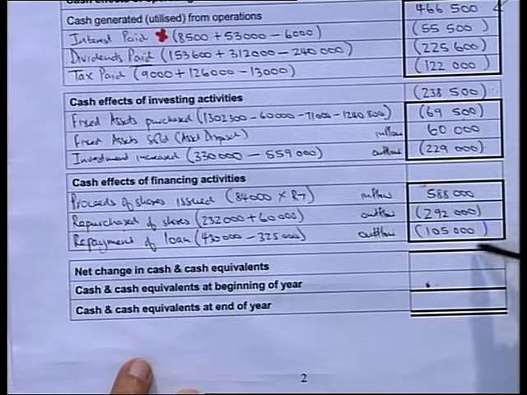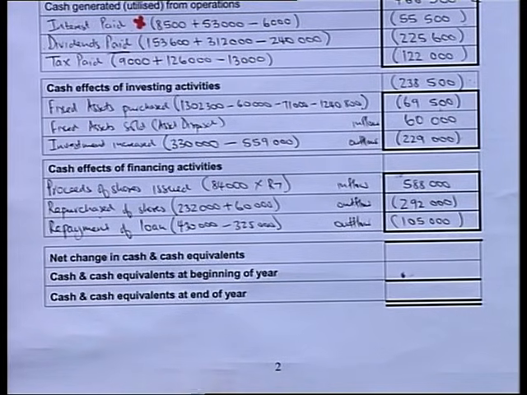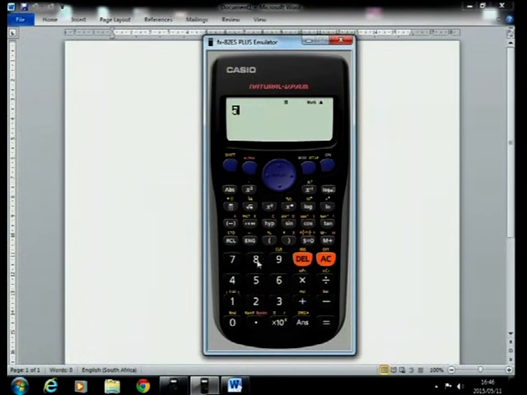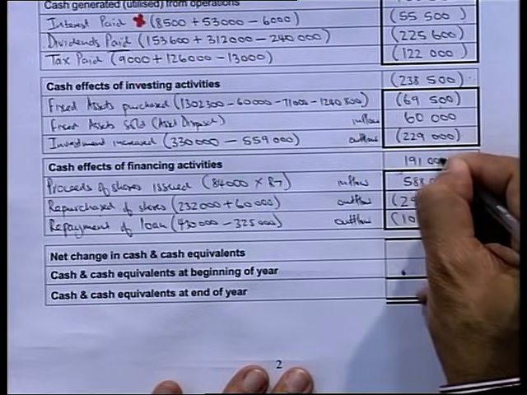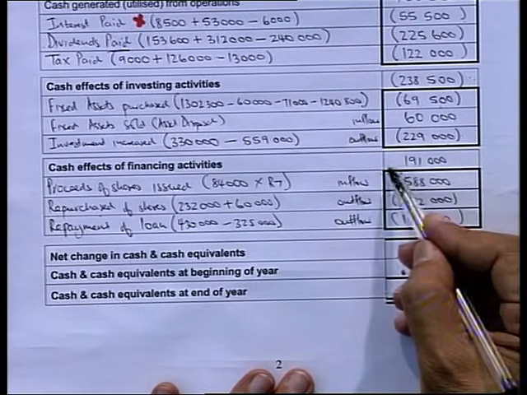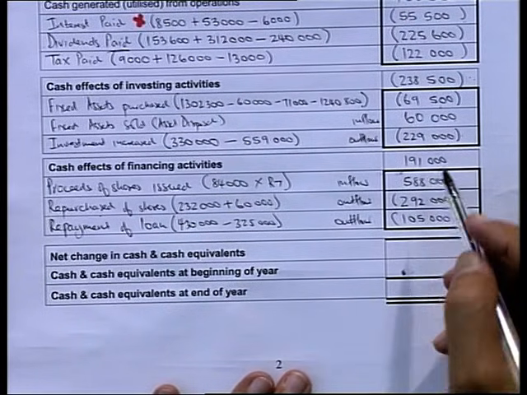So once again, we just have to offset those three figures, and then we'll get the final answer, which we'll have to write on top. So it's going to be 588 minus 292 minus 105, that will give me a positive 191. So that is the figure, it's an inflow, so it will be shown without brackets.